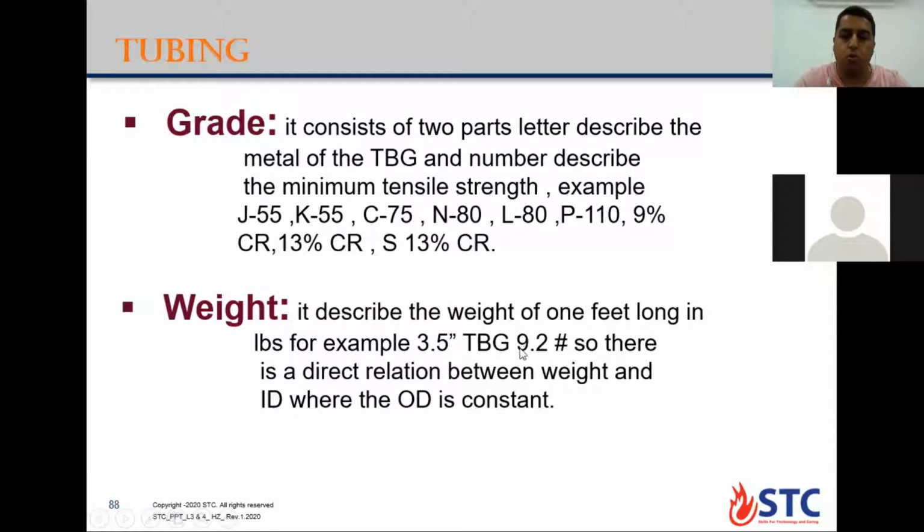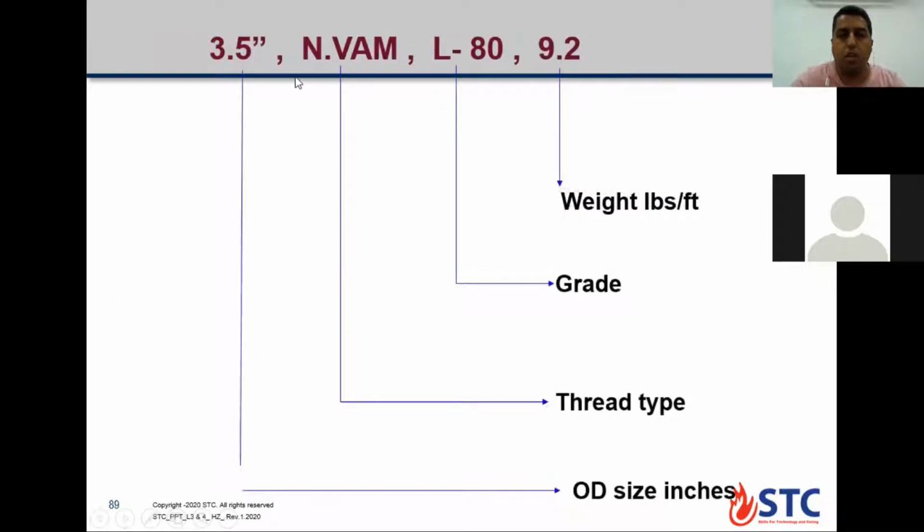Weight is described like 3.5 tubing 9.2. This is 9.2 pounds per foot. Here is the relation between the ID and the OD: when the weight is increased, the OD is constant, so the ID will be less. So this one, 3.5, New VAM, L80, 9.2, gives the OD, thread type, grade, and also the weight.